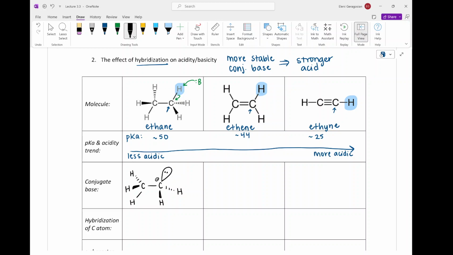While we're here, let's write the hybridization of that carbon atom. If we focus in on the carbon that lost the hydrogen, it has 4 electron pair domains, 3 are bonds, and 1 is a lone pair. So 4 electron pair domains means hybridization is sp3.